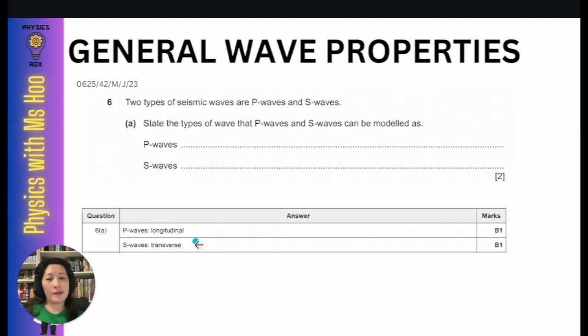Really easy to remember. Remember that transverse waves are the up and down, right? They look like an S shape. So S waves, transverse. Therefore, P must be the opposite, which is longitudinal. That's all you need to know.